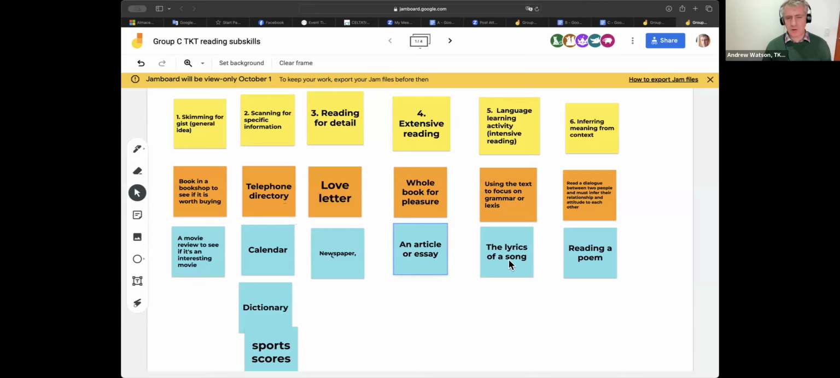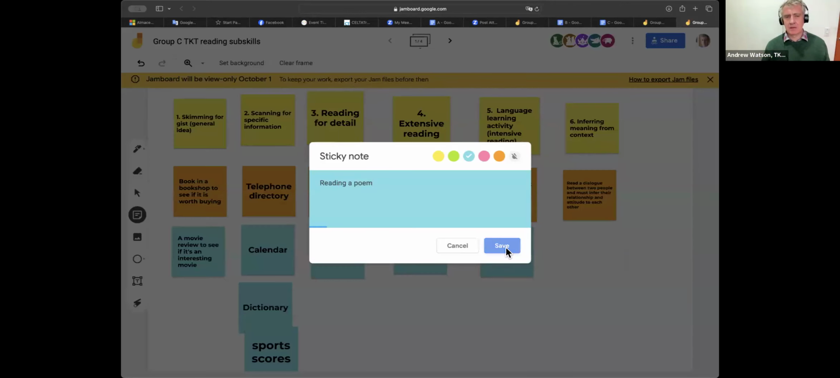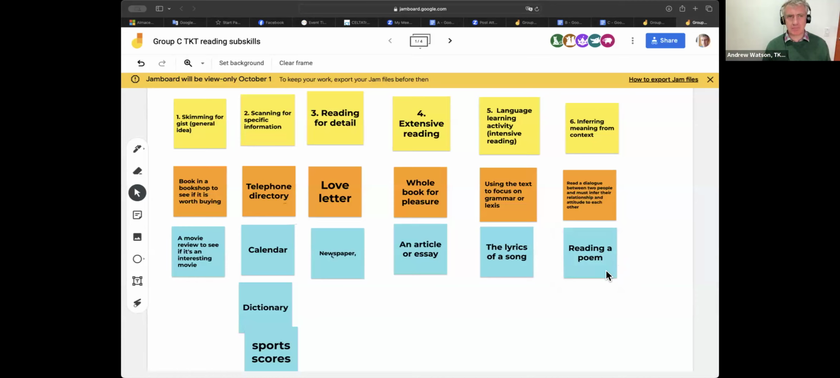Whole book for pleasure, an article or essay. The first time we read an article or essay, it might be extensively, but then we might go back later and read for detail. Lyrics of a song, especially if the teacher wants us to focus on the words that rhyme. Even reading a poem, yes. Could be inferring what is meant by a particular word in this context, how the poet was feeling.